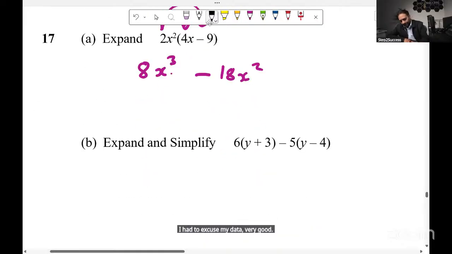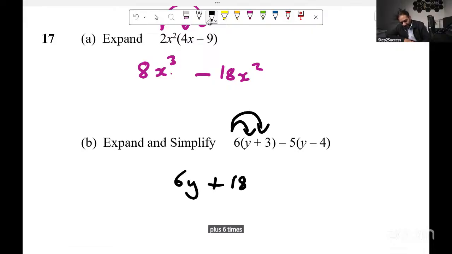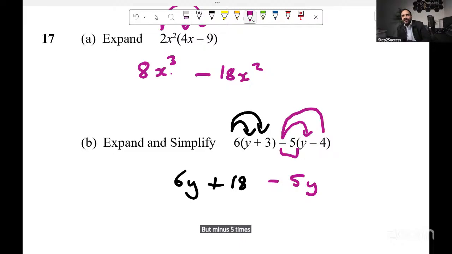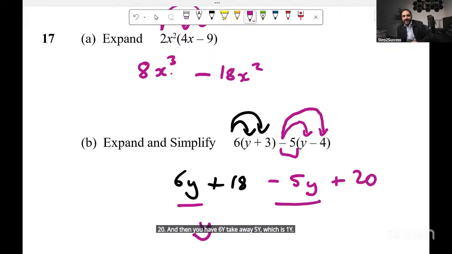Expand and simplify. 6 times y is 6y plus 6 times 3, which is 18. Be very careful with this one. This could be where people go wrong, because this number is a minus 5. Minus 5 times y is minus 5y. But minus 5 times minus 4 is plus 20. And then you have 6y take away 5y, which is 1y. 18 plus 20 is 38.